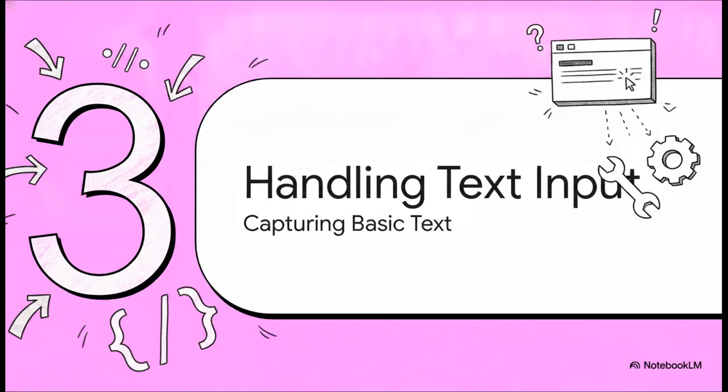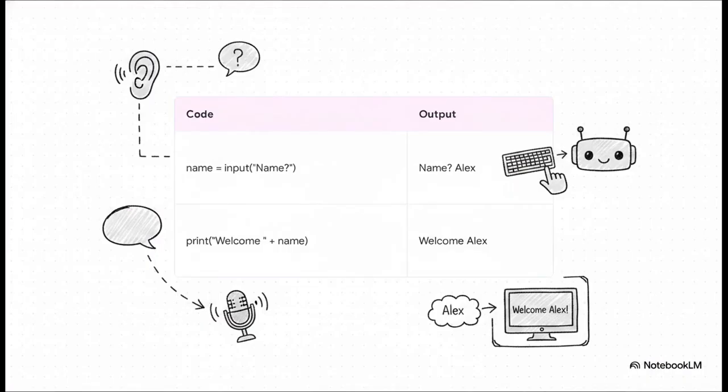Section 3. Handling text input, capturing basic text. Let's actually see this in action with our very first practical application. When we use our listening tool to ask, "What is your name?" the program literally grabs that text and just holds on to it. Then we use our talking tool, print, to output a friendly greeting that includes whatever name they just typed. So as a result, when the user types Alex, the program instantly responds, "Welcome, Alex." Boom! We just had our first successful conversation with the computer.